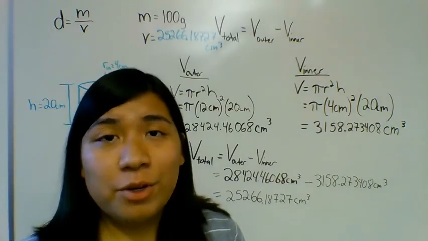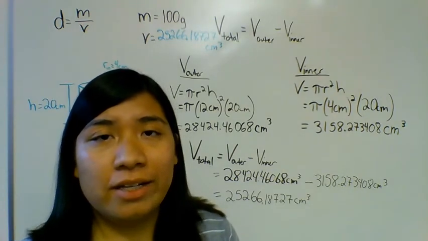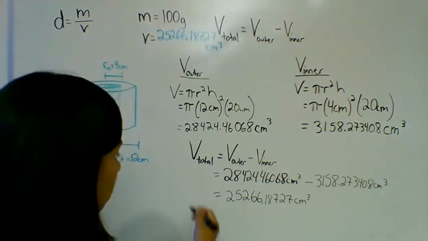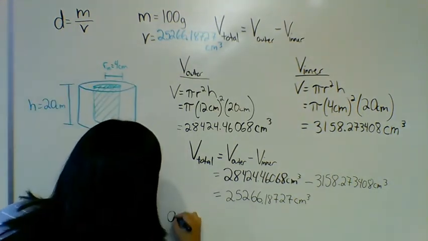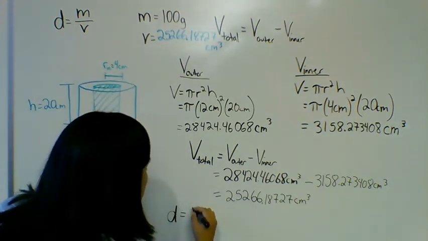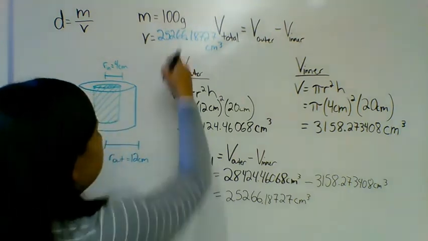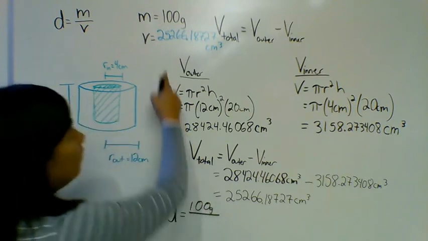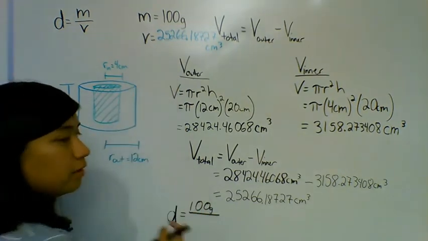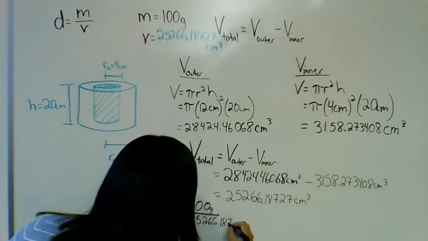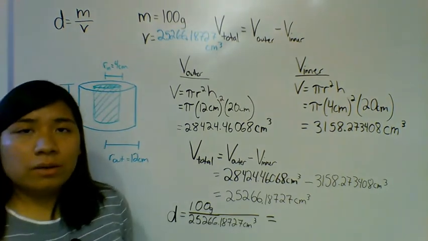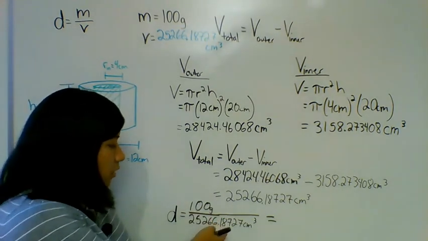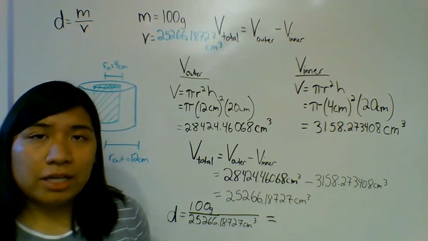Now that I have both of my variables, I can go ahead and calculate for density. So I'm going to do that right here. I know that density is equivalent to my mass, which is 100 grams, divided by my volume right here. Let's go ahead and put that in. Now all that you do is on your calculator, do 100 divided by this number, and we should get the answer.